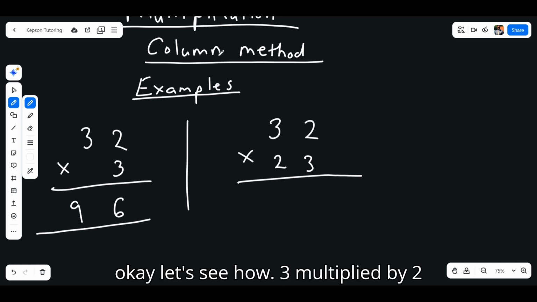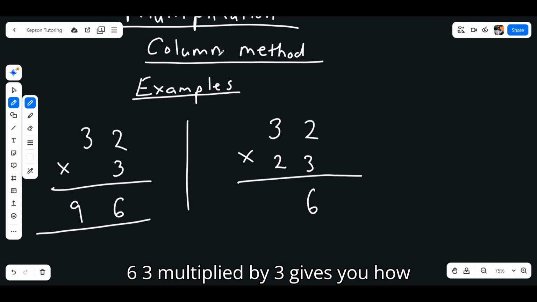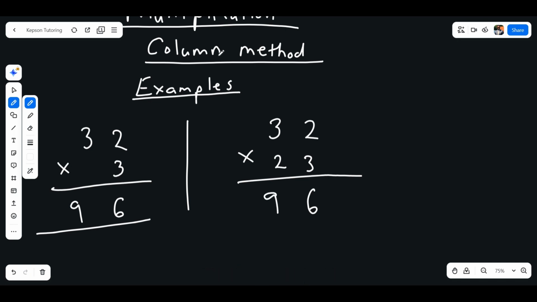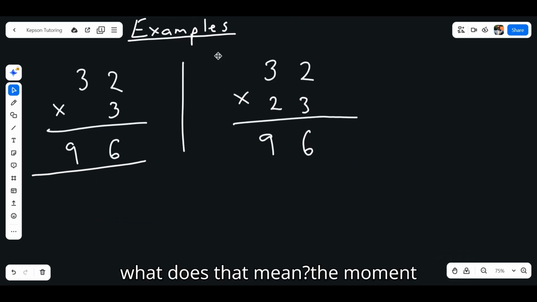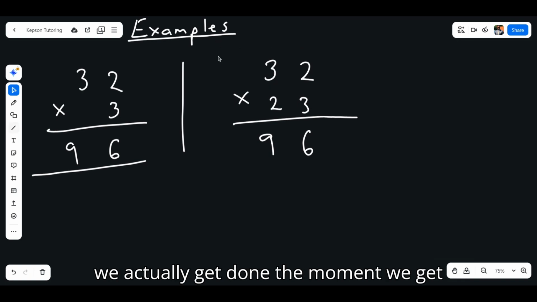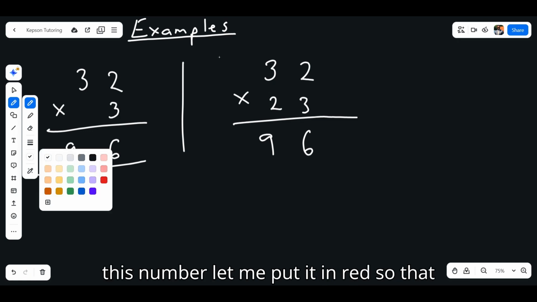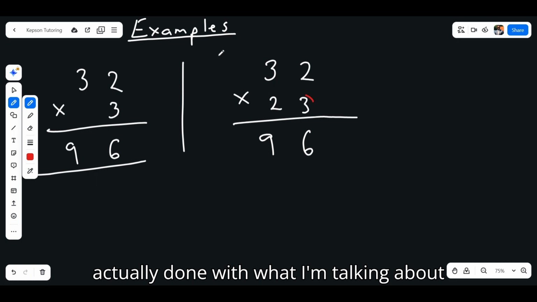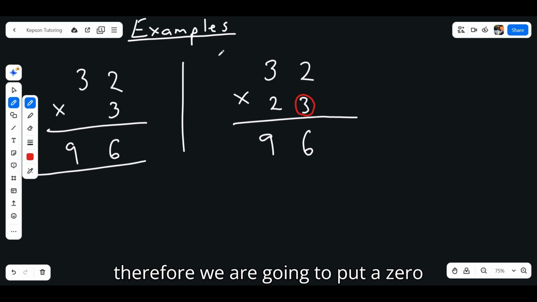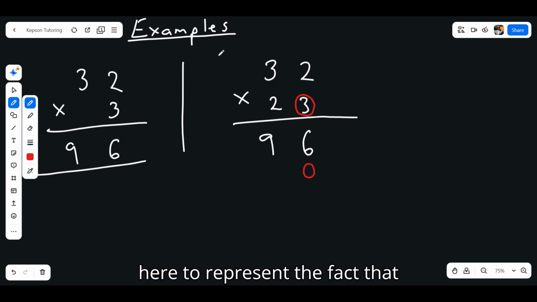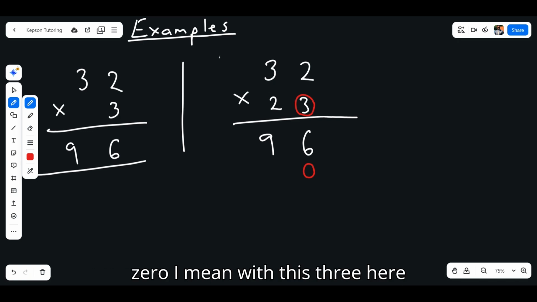Let's see how. 3 multiplied by 2 gives you how much? It gives you 6. 3 multiplied by 3 gives you 9. Perfect. But now, what does that mean? The moment we are done multiplying with this number, let me put it in red so that you can see that we are done with it. We are now done multiplying with this number. Therefore, we are going to put a 0 here to represent the fact that we are done multiplying with this 3 here.